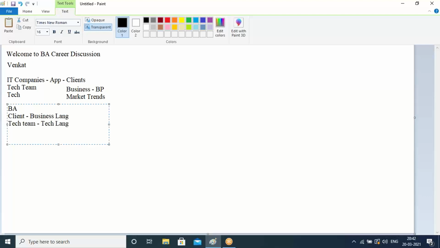Now, let us try to understand what is business language and what is technical language. Business language means the basic vocabulary of that particular process, project, or product. Suppose you are working on a hospital management system, then you will be using terms like inpatient, outpatient, pharmacy, lab records, IP billing, OP billing, likewise.